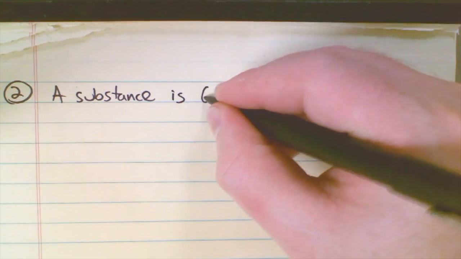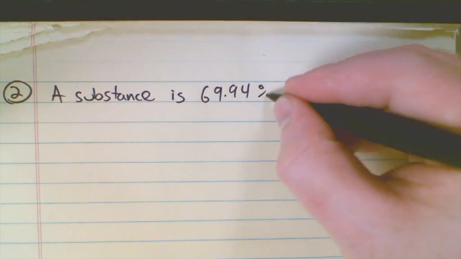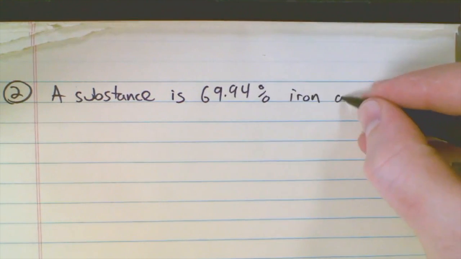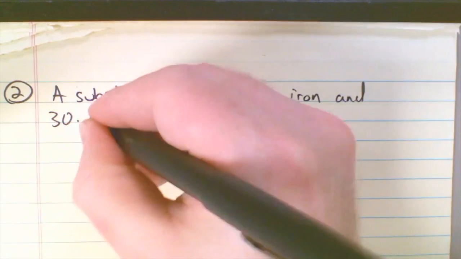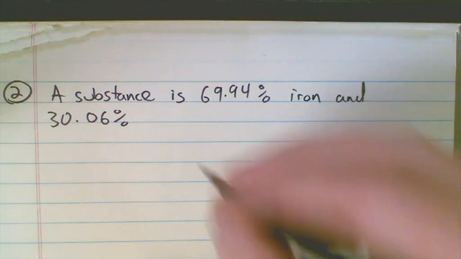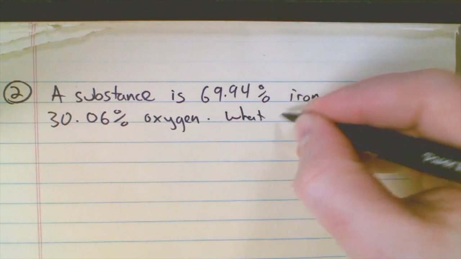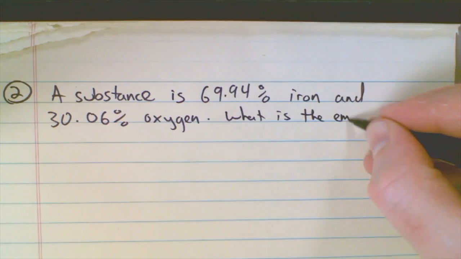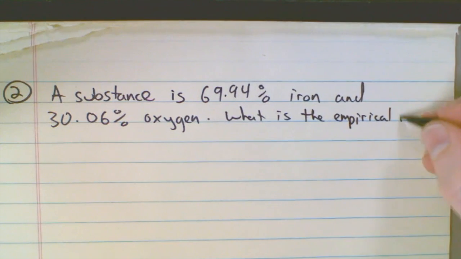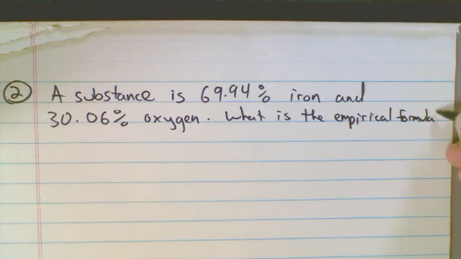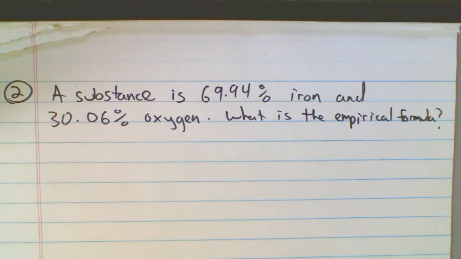Okay, we've got a substance, and it contains 69.94% iron and 30.06% oxygen. What is the empirical formula? So I would like you guys to take about the next 4 to 5 minutes here to calculate the empirical formula. So have the last problem out next to you.